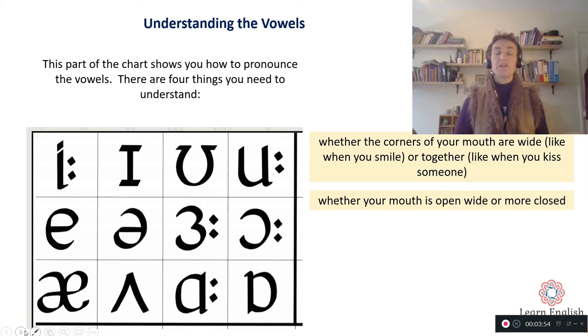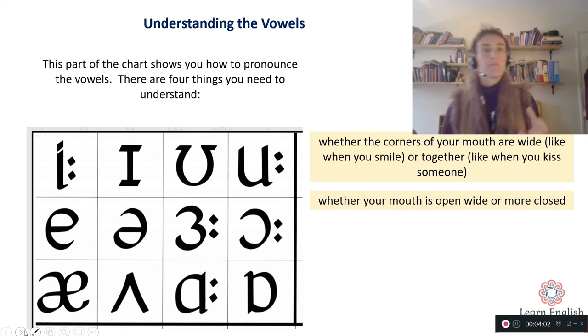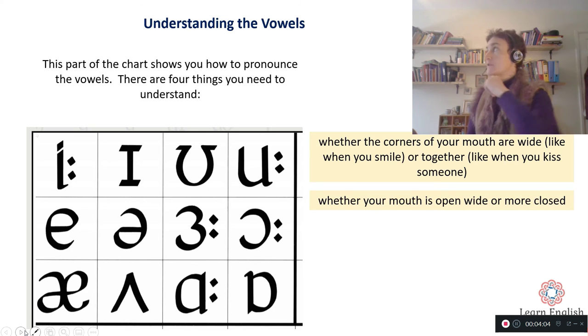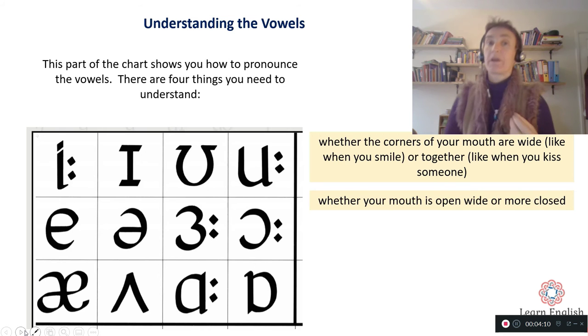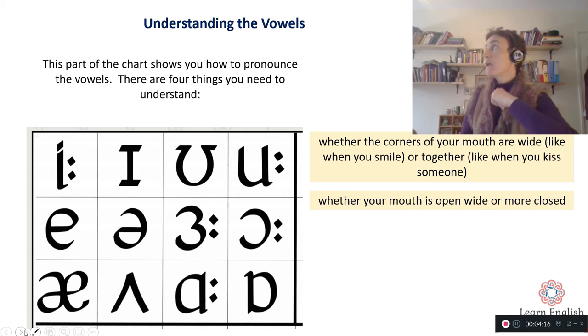The next thing you need to know is whether your mouth is wide open or more closed. So if it's going to be wide open, that means the jaw is going to drop down, like that. Okay, so obviously I am exaggerating a little bit, but actually English does have quite big mouth movements, and it's okay to do this.